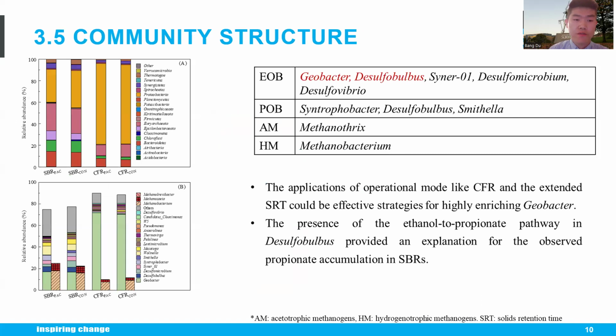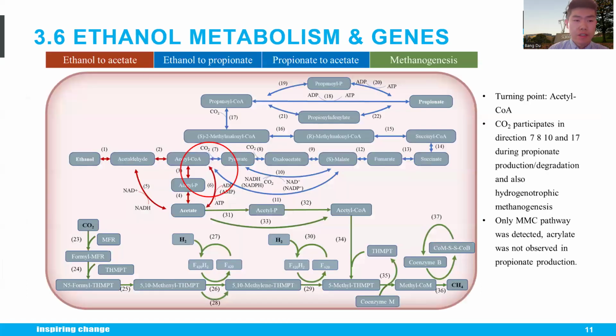Regarding the microbial community, we found that CFR and extended SRT could highly enrich Geobacter, which is an electroactive bacteria. And second, the presence of Desulfovibrio could be the main reason for propionate production in SBRs. We also found that in the ethanol metabolic pathway, looking at the functional genes, acetyl-CoA is a turning point, and carbon dioxide also participates in many reactions in propionate production. And only the MMC pathway was detected, no acrylate pathway.